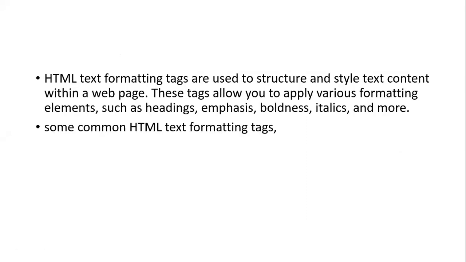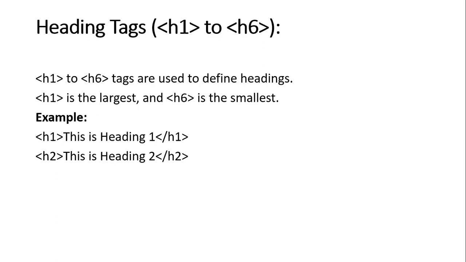HTML text formatting tags are used to structure and style the text within a web page. These tags allow you to apply various formatting elements such as headings, emphasis, boldness, italic, and more. Some common HTML tags are given below.